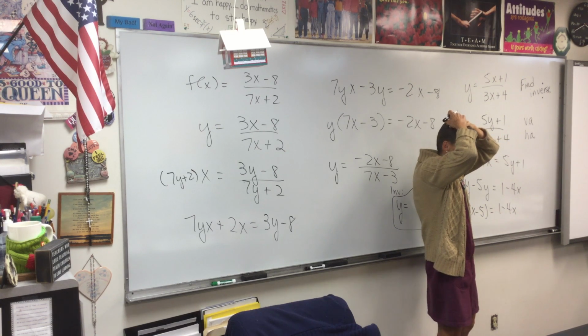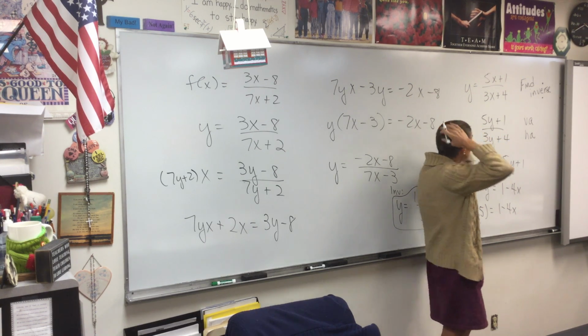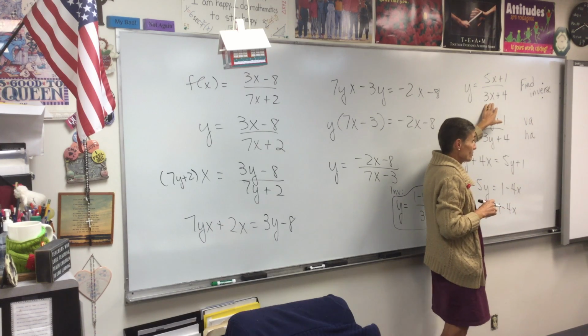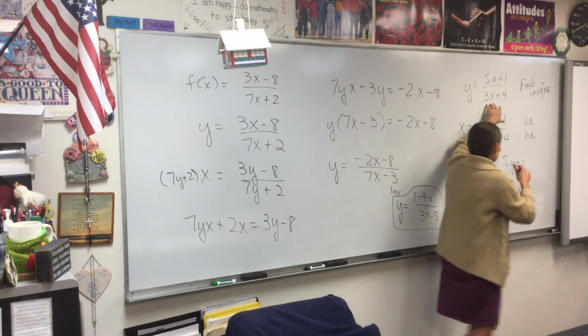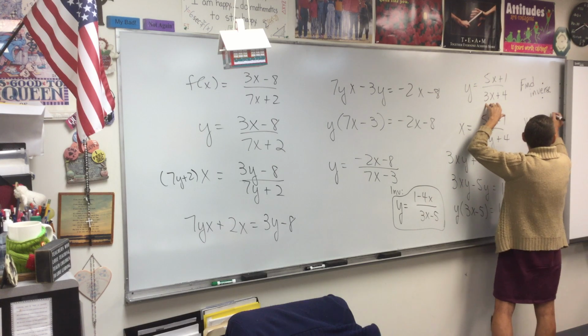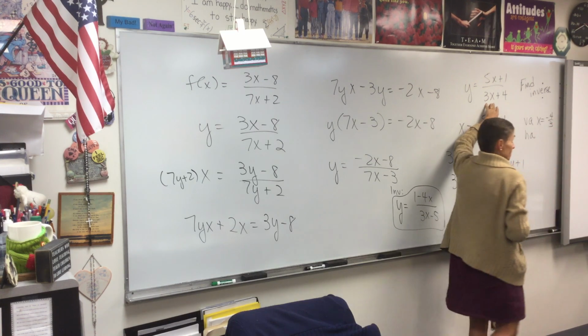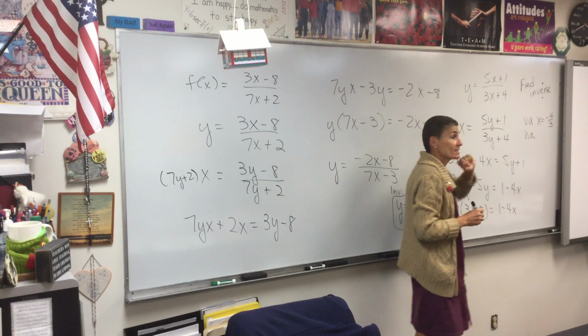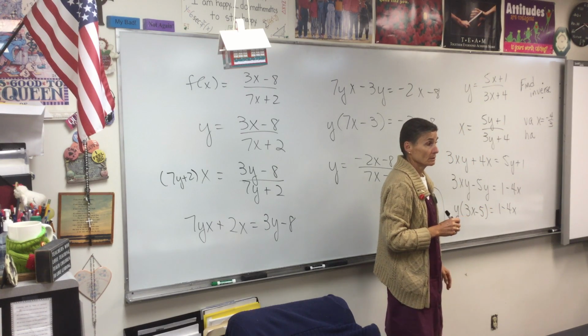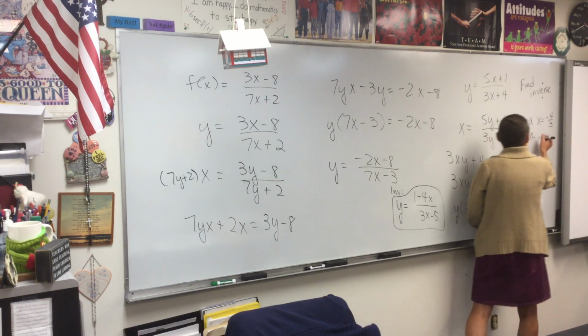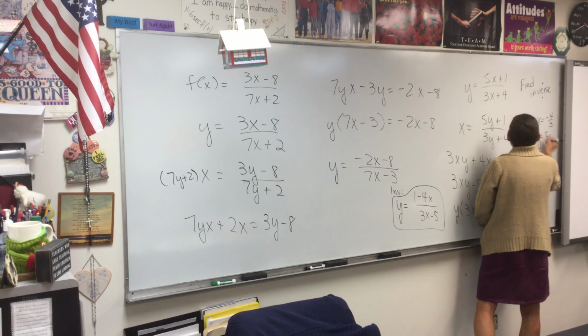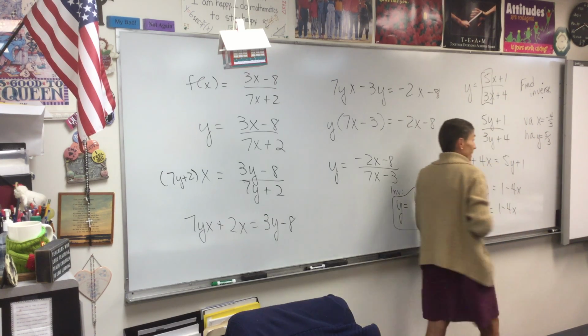Well, what makes the denominator 0? So what would make this denominator 0? Negative 4/3. So my vertical asymptote is negative 4/3. All right, what's my horizontal asymptote? Y equals 5/3. Good. The powers match, so I just look right here, right?